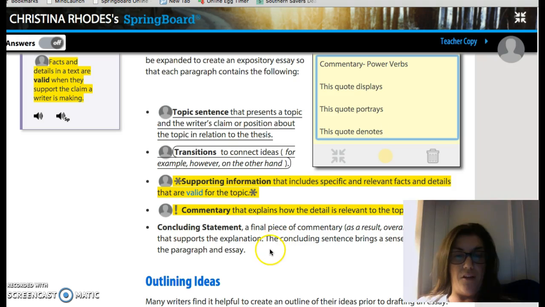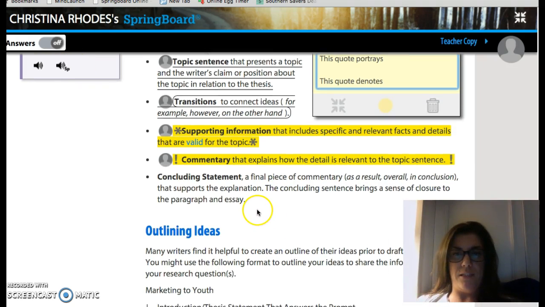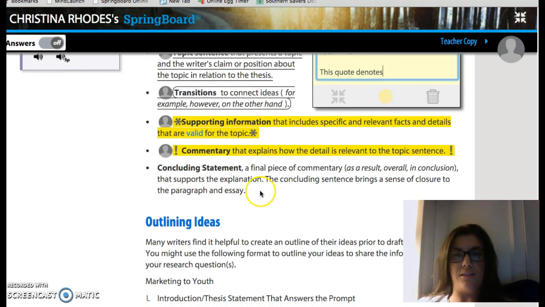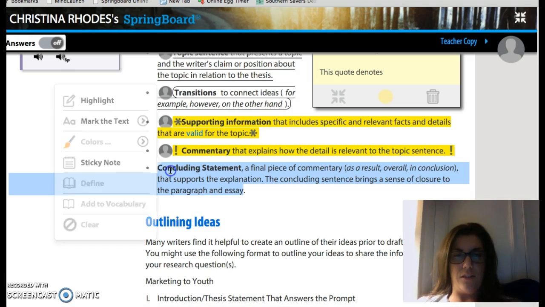Okay? Then your concluding statement. Your concluding statement is the final piece of commentary. You want to sum it up with a transition like as a result, overall, in conclusion, that supports the explanation. The concluding sentence brings a sense of closure to the paragraph and essay. Please underline the concluding statement.